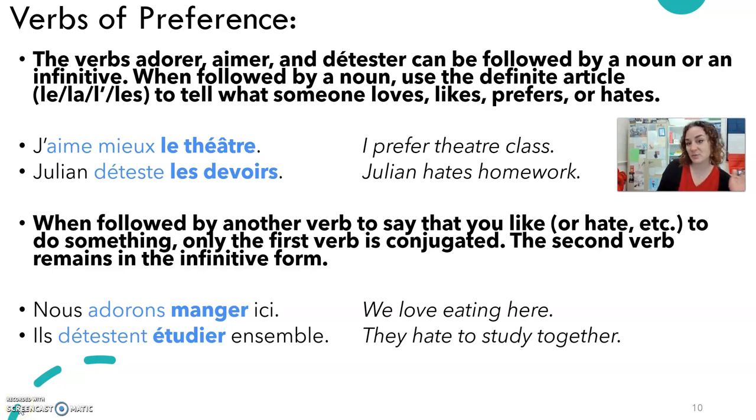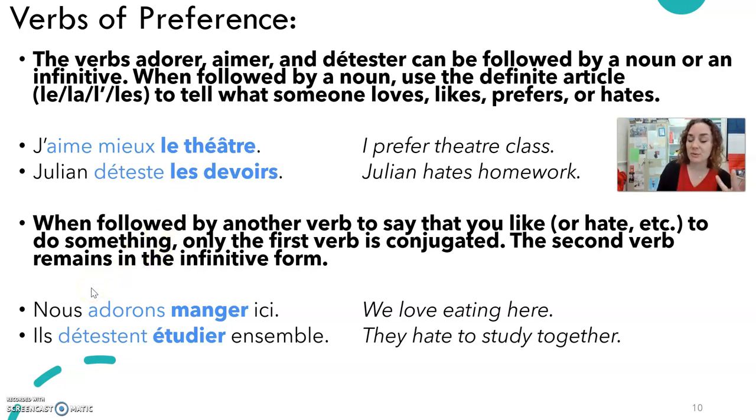When you follow these verbs with a noun, use a definite article: le, la, l', or les. Like "j'aime mieux le théâtre." I prefer the theater class. We don't use "the" in English, but in French you'll include it. "Julien déteste les devoirs." Julien hates homework. It's like saying the homework. We always need some sort of word in front of a noun. In this scenario, we needed a definite article in front of that noun.